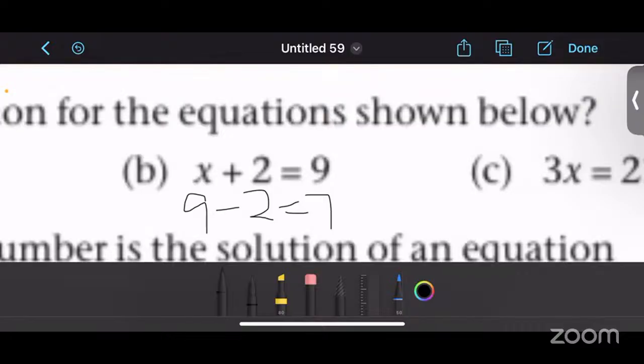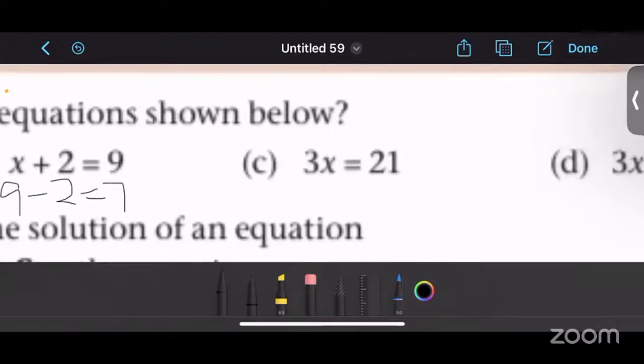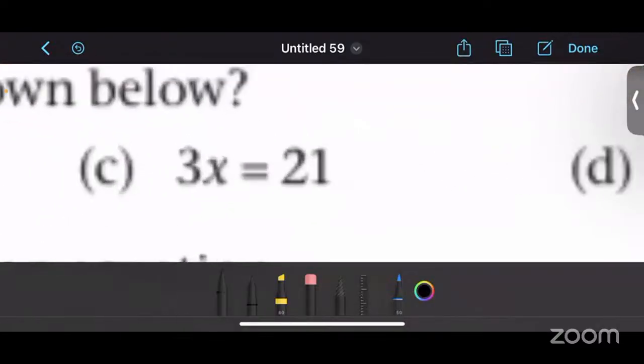So 9 minus 2 is equal to 7. So the value of x in this case is going to be 7. And you can also put on your calculator, Naomi, say 7 plus 2. And if you don't get 9, then I need to get you another calculator that's going to get you a 9, right? Okay, let's go to 3x is equal to 21.